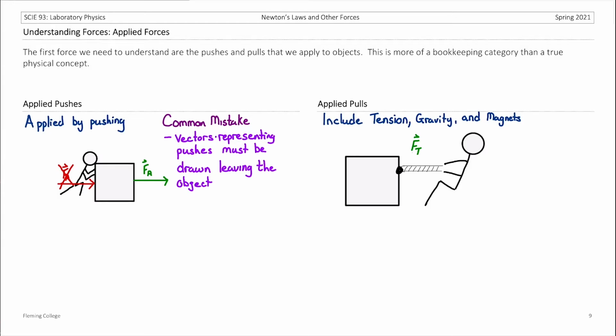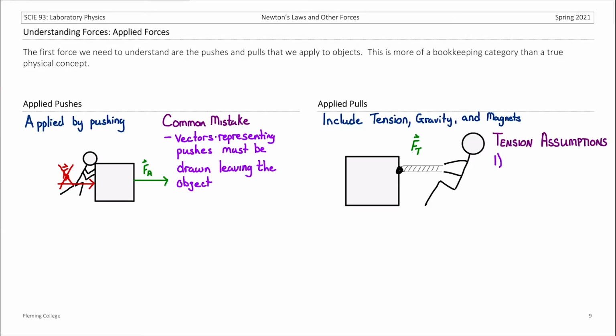As drawn, we would be considering the object and its source as a system, but sometimes we can consider the object and the source as separate pieces, and in those situations, a push force would increase the distance between the object and the source, and a pull force would decrease the distance between the object and the source. We need to look a little bit more closely at tension.